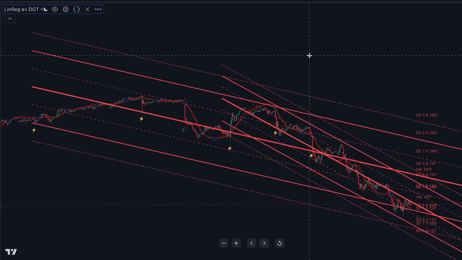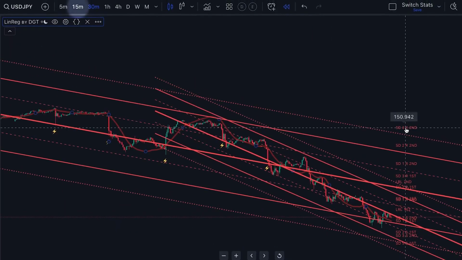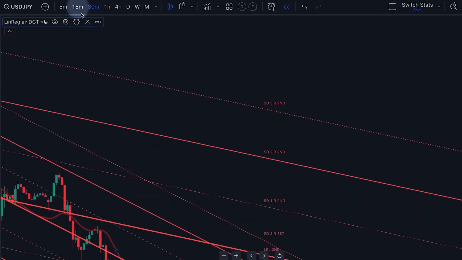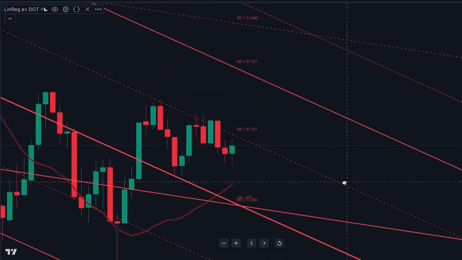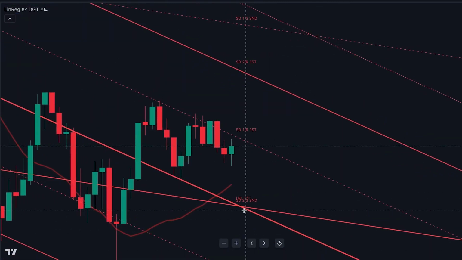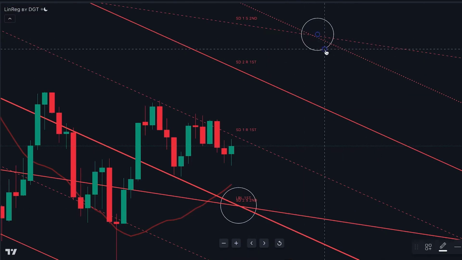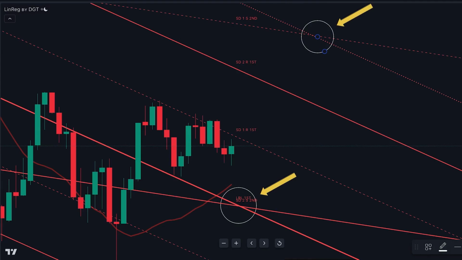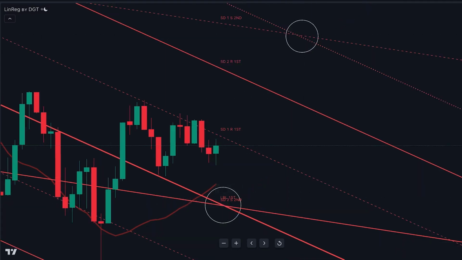Another method of using this indicator would have you go to an even lower time frame, such as a 15 or 5-minute time frame. Next, we would want to identify areas in the market where the channel lines intersect. These areas can act as important support and resistance areas. Here we have two lines that intersect, so we're going to go ahead and mark that level.